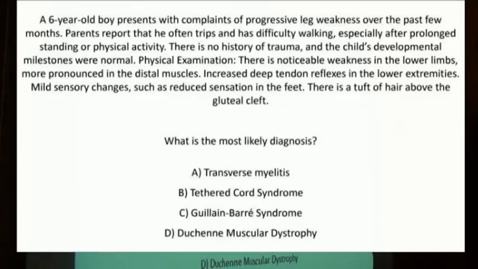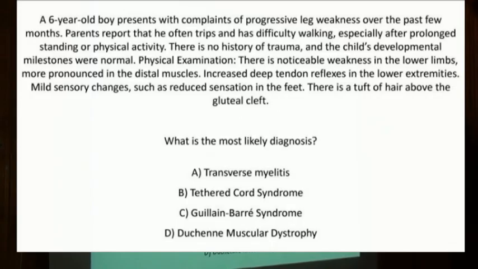Now we'll go to the interesting stuff. Here is a 6-year-old boy who presents with complaints of progressive leg weakness over the past few months. Parents report that he often trips and has difficulty walking, especially after prolonged standing or physical activity. There is no history of trauma. The child's developmental milestones were normal.